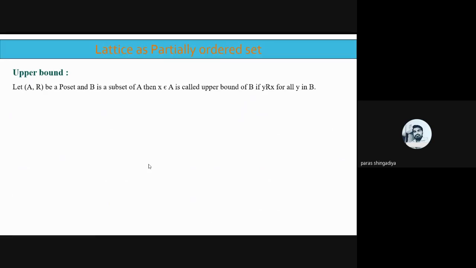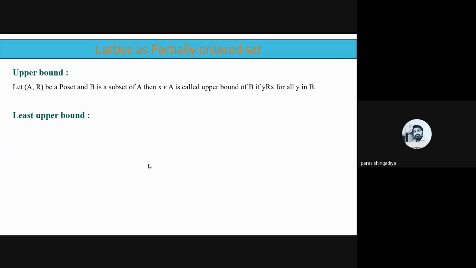Next is the upper bound and the least upper bound. So the upper bound definition is here. Let A, R be the poset and B a subset of A. Then X belongs to A is called an upper bound of B if Y R X for all Y belongs to B. Okay, in the lower bound we have X R Y, but in the upper bound we have Y R X. It should be satisfied for all Y belongs to B. Clear? So therefore we can say such X, if it satisfies the condition Y R X for all Y belongs to B, is called the upper bound.